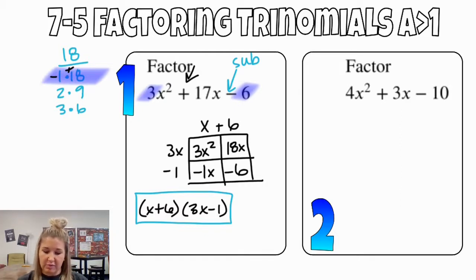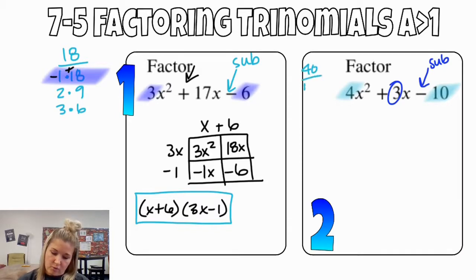We have 4x squared plus 3x minus 10. Remember, I'm going to multiply my a times c. So I have 4 times negative 10, or 4 times 10, really. And then I'm going to find two factors of 40 that subtract to give me 3. So I'm going to come over here and have my factors of 40. I have 1 times 40 and 2 times 20 and 4 times 10 and 5 times 8.